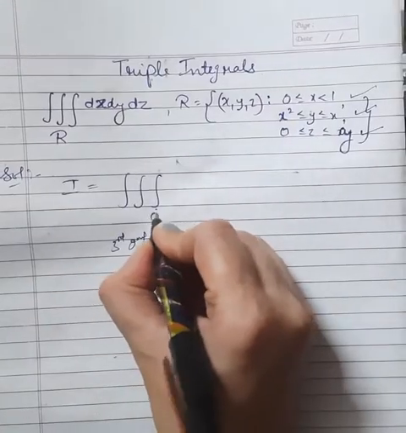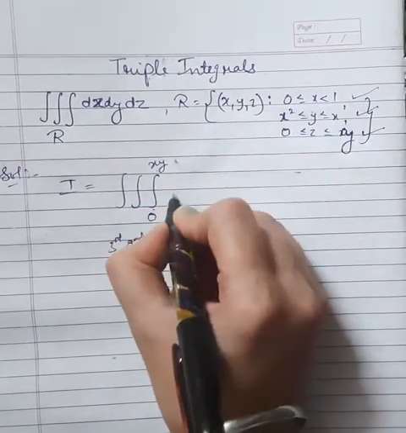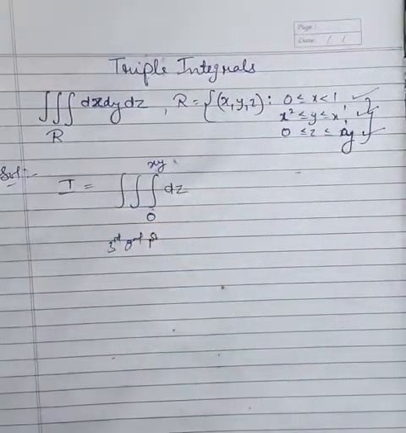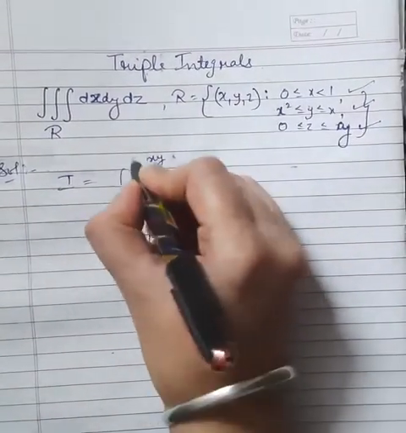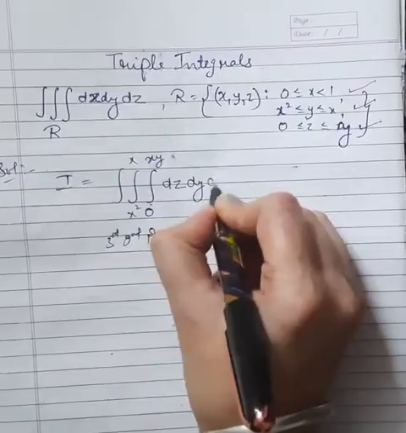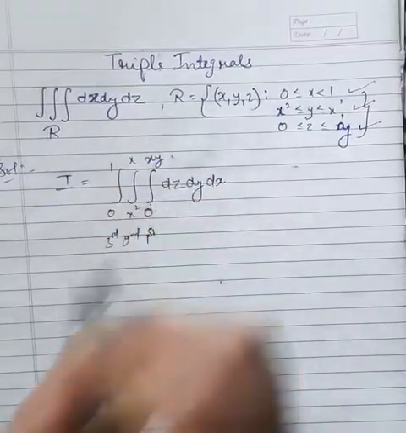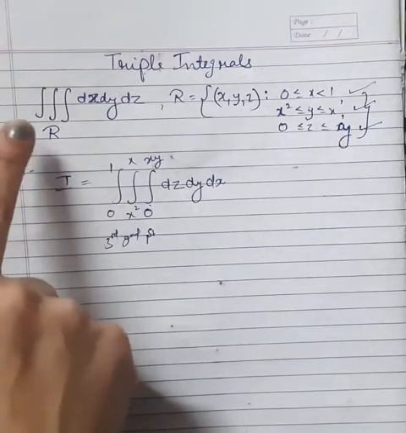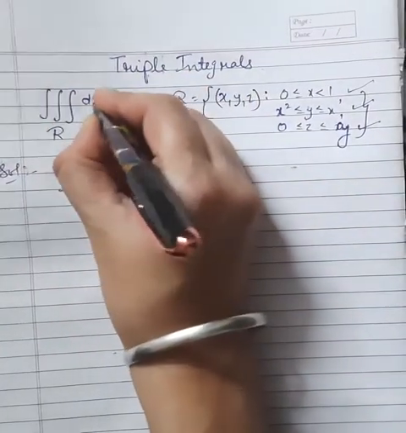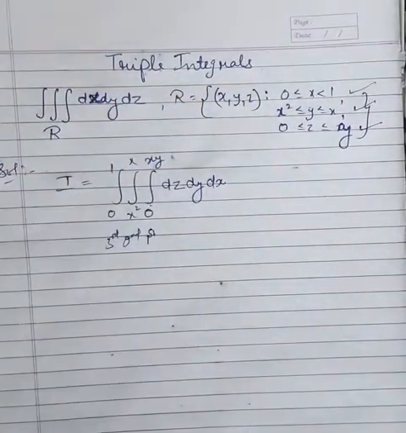So the order will go like this: 0 to xy, first it will be dz, then for y, x square to x, dy, and in the last dx from 0 to 1. So this is the actual framing of our integral. In the question they simply write solve triple integral dx, dy, dz over this R.